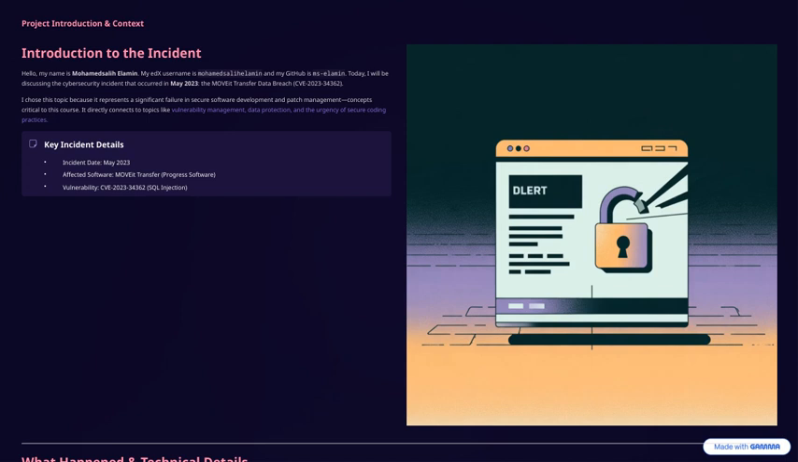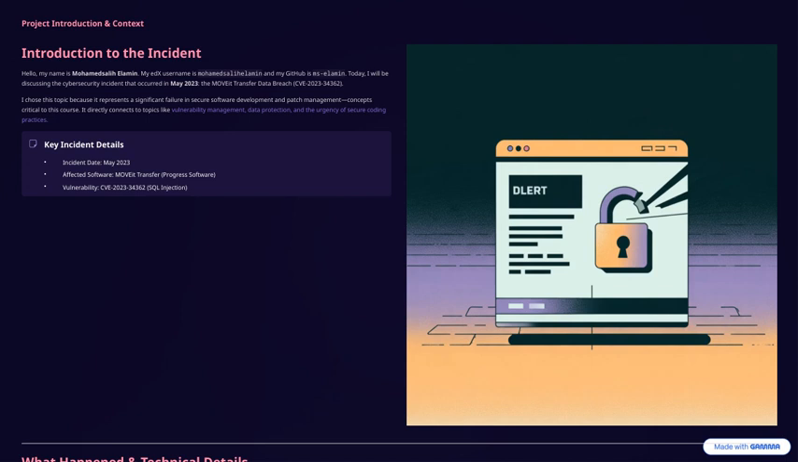Now, let's look at the key details of this incident. It happened in May 2023 and involved the MOVEit Transfer software developed by Progress Software. The vulnerability exploited was CVE-2023-34362, which is a SQL injection flaw.